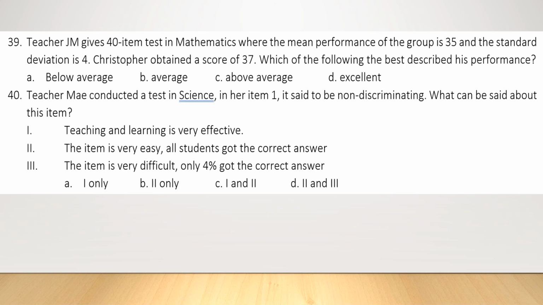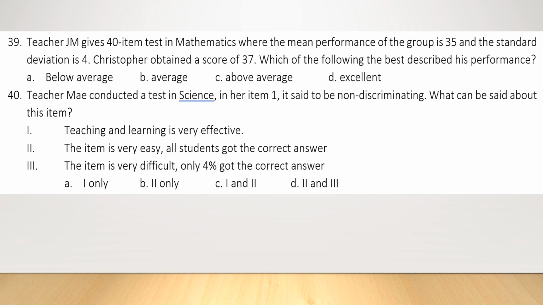Number 39. Teacher JM gives 40-item test in math, where the mean performance of the group is 35 and the SD is 4. Christopher obtained a score of 37. Which of the following best describe his performance? Bisan pag imo na lang i-disregard, mean performance group na 35 ug SD nga 4, makaingon jud nga 37 ang score ni Christopher out of 40. Then that means to say that above average. Letter C. Di po siya matawag excellent kay excellent meaning perfect score or walay mistake.